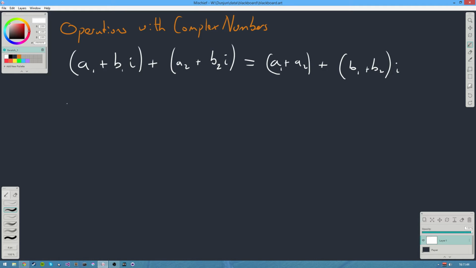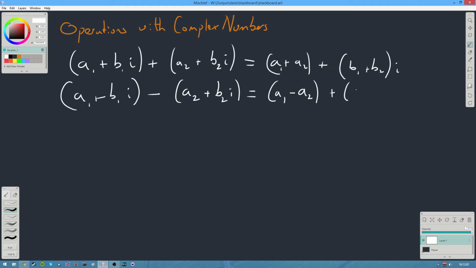And subtraction works exactly the same. That's meant to be a plus. So the subtraction works exactly as you may think. So that is subtraction with complex numbers.